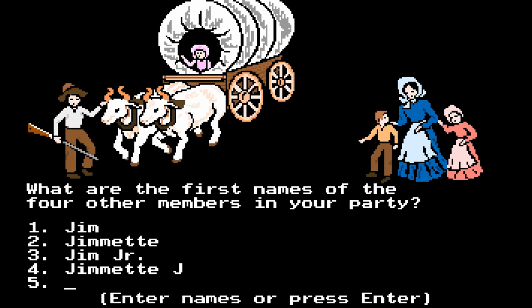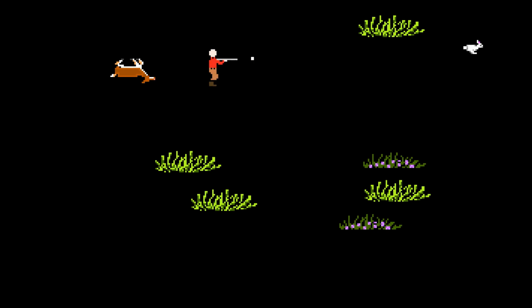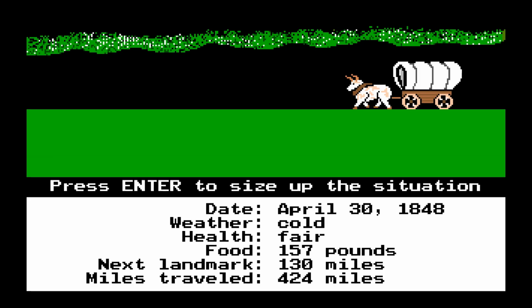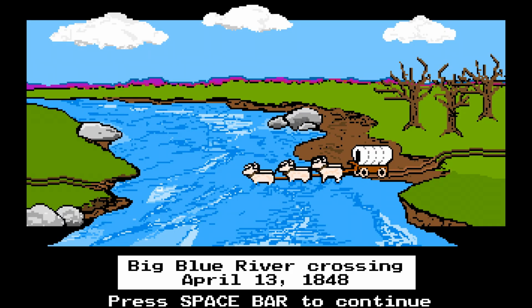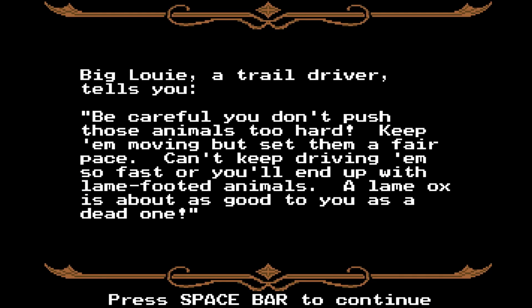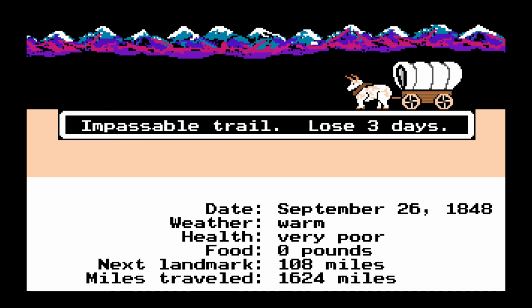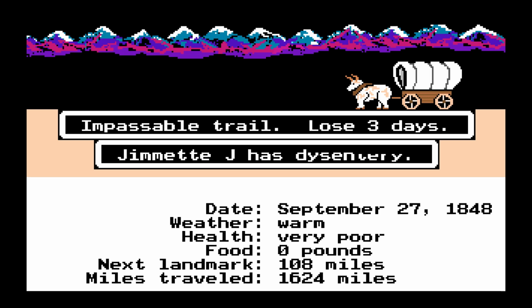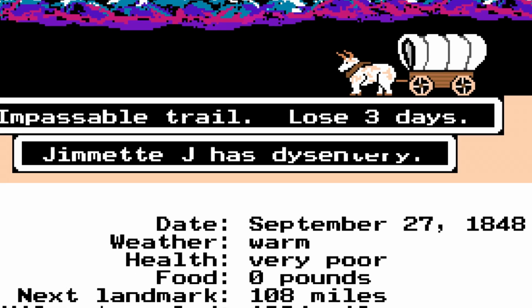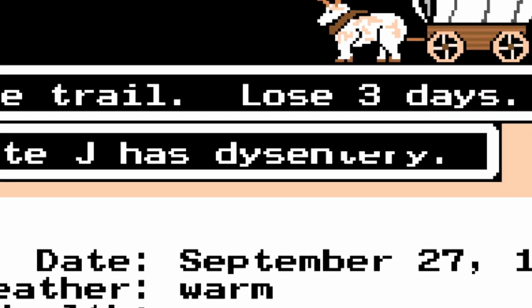Now, the previously text-only game has full-color graphics, new minigames, more varied choices, and even more randomly occurring elements, more educational aspects, including descriptions for each landmark and remarks from passersby, indigenous people now being helpful allies, and of course, dysentery.